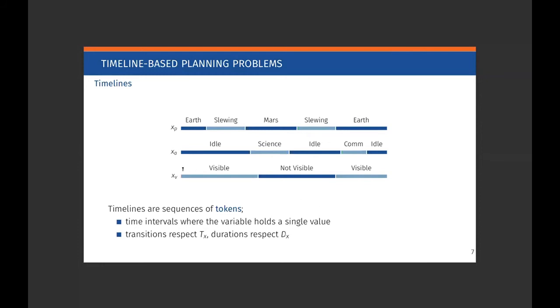Okay, and this is a bit of terminology. These contiguous intervals where the variable holds a single value are called tokens and are the core object that we are talking about in the constraints that I will show you in a moment.